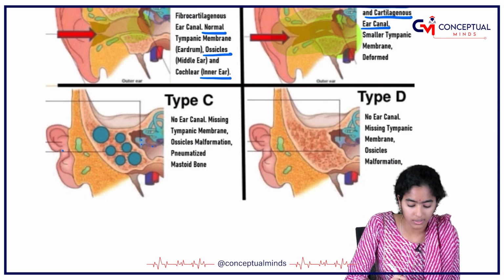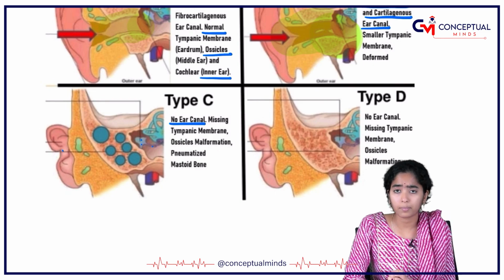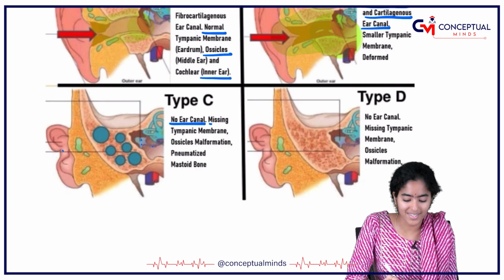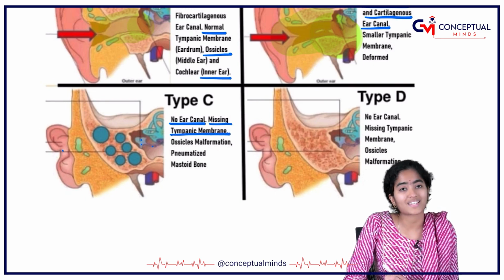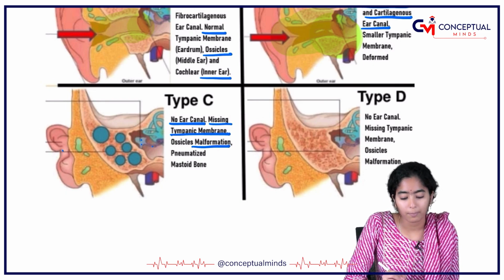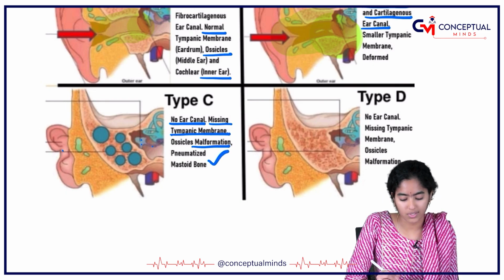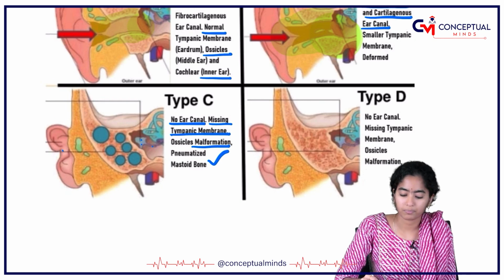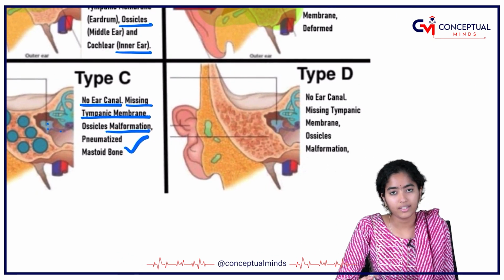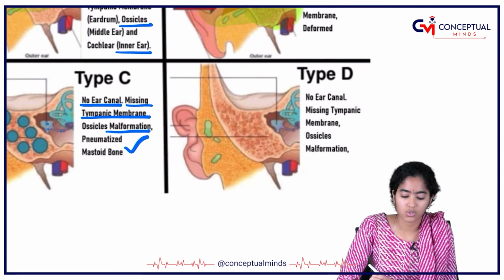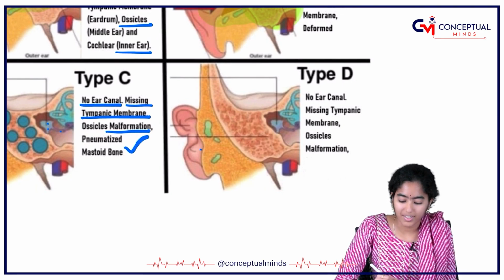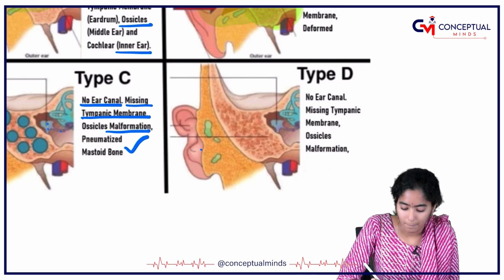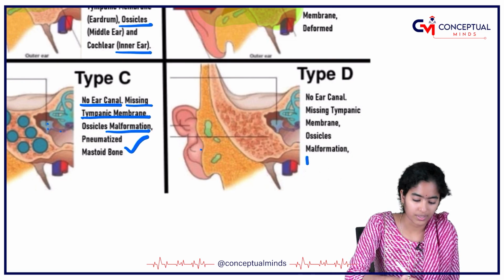There is no ear canal at all. Tympanic membrane is also absent. Ossicles are malformed, but mastoid bone is pneumatized. This is the only saving part. In type D, everything is destroyed. There is no ear canal, tympanic membrane is missing, ossicles are malformed, and even mastoid is not pneumatized.